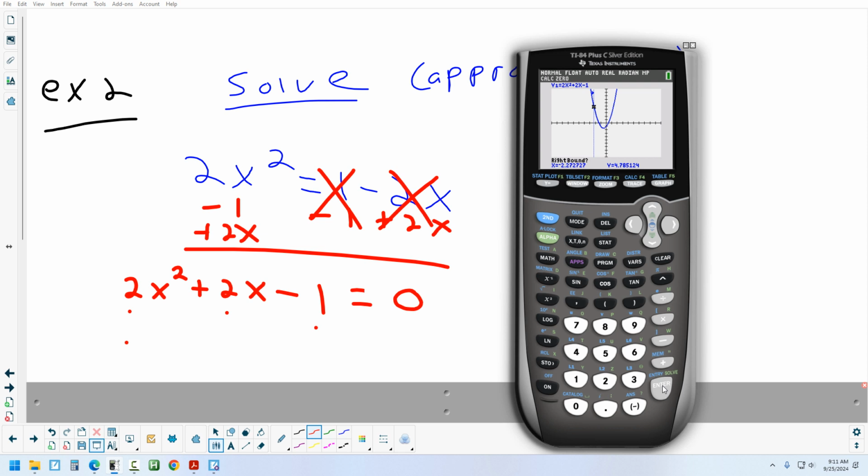All right. Now what does right bound mean? To the right of the point. Move it to the right of where it crosses the x-axis. Okay, got it. Then press enter. Press enter again. Now it asks me one more question.